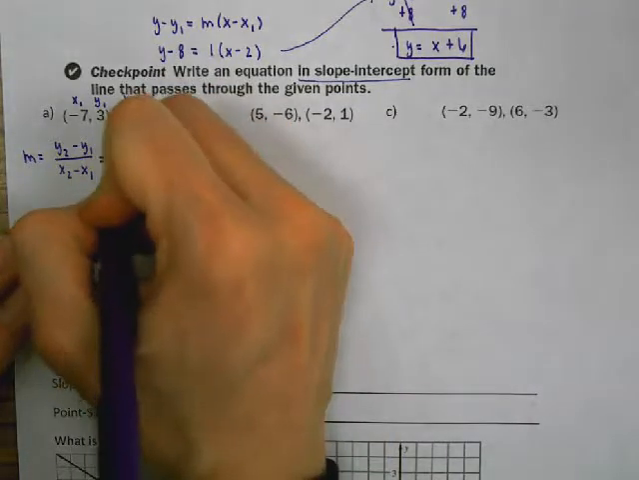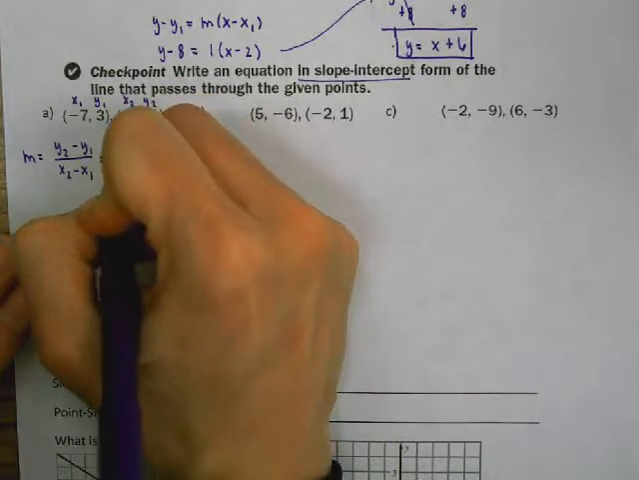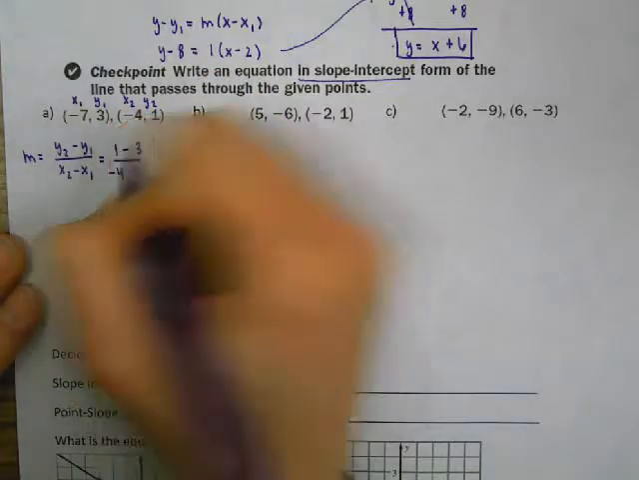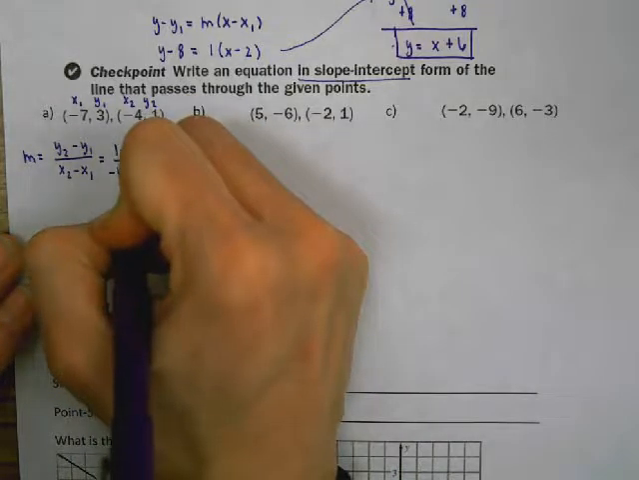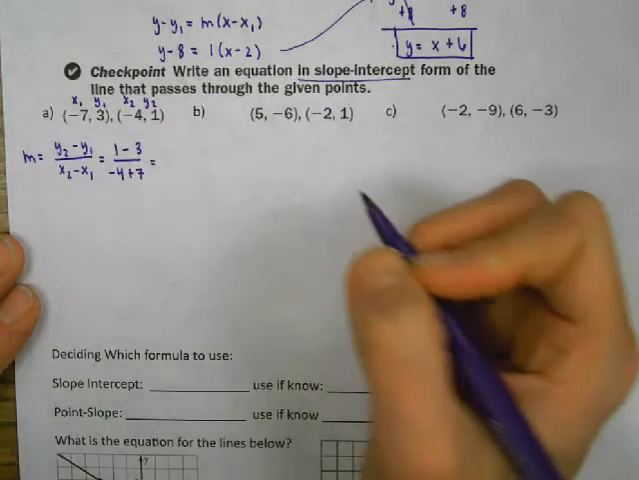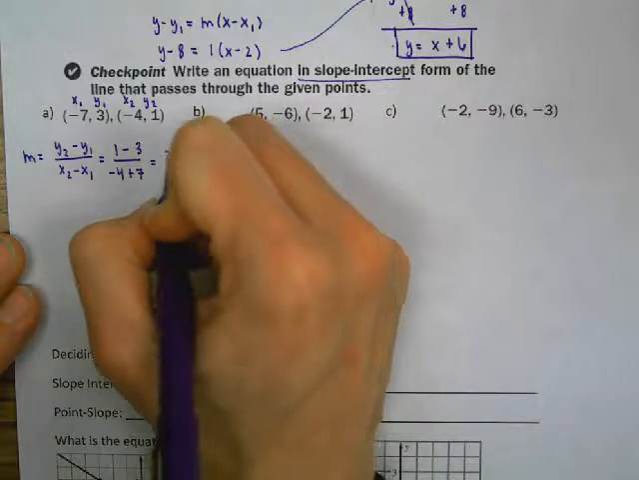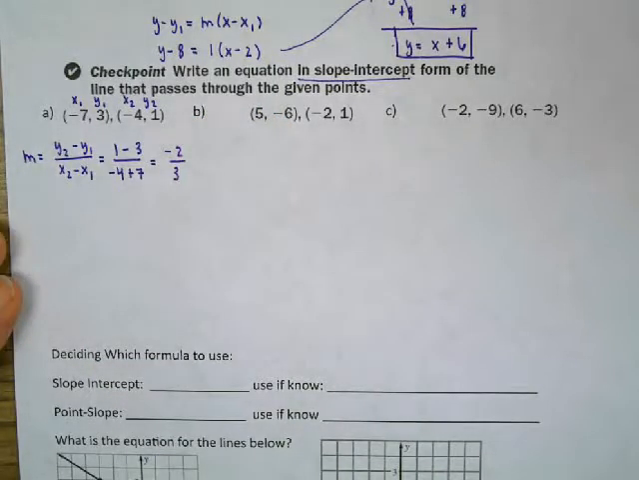So now I have 1 minus 3 over negative 4 minus a negative 7, which I know is the same as plus 7. So I get negative 2 over 3 as my slope.